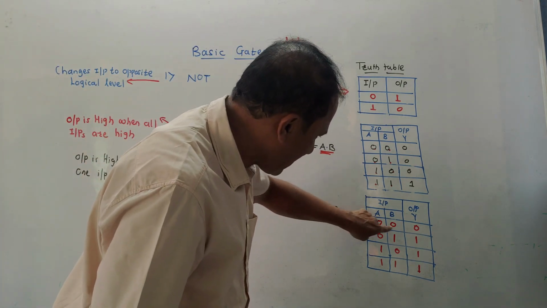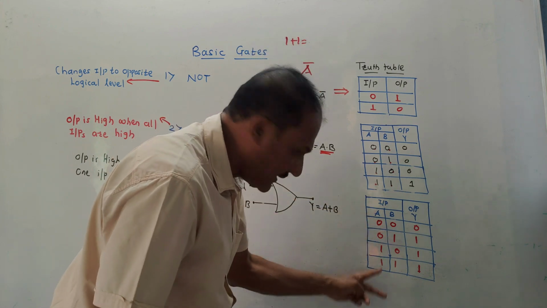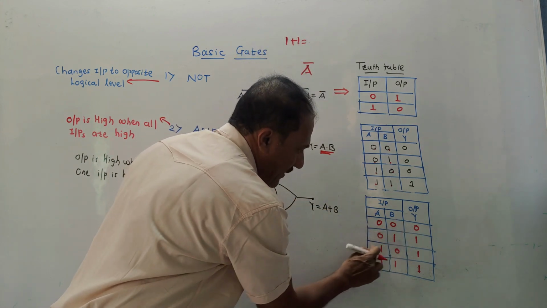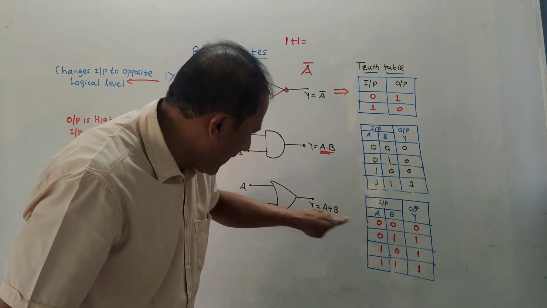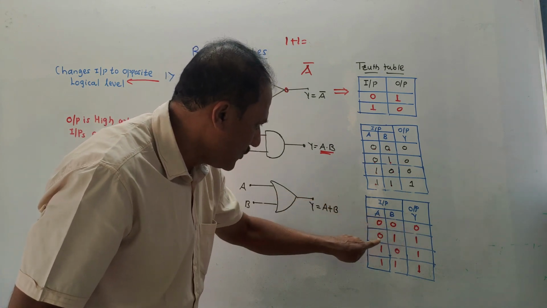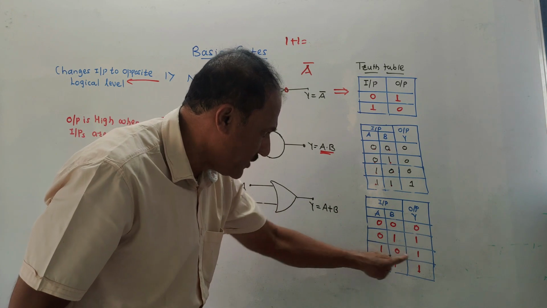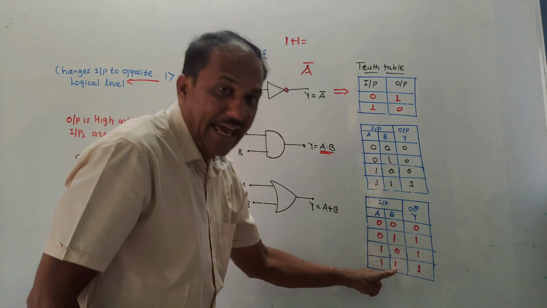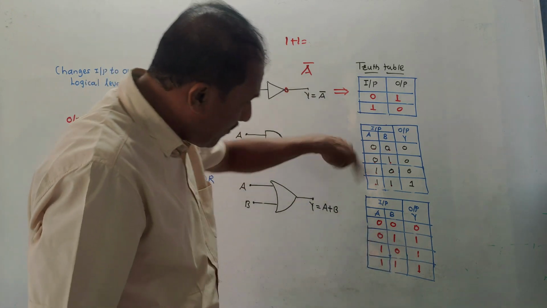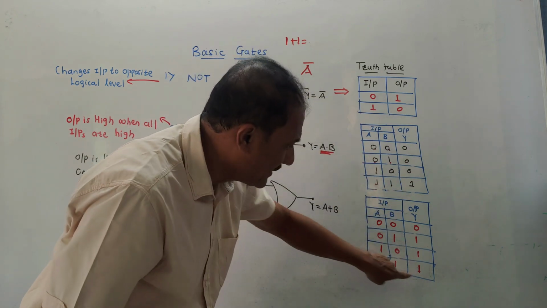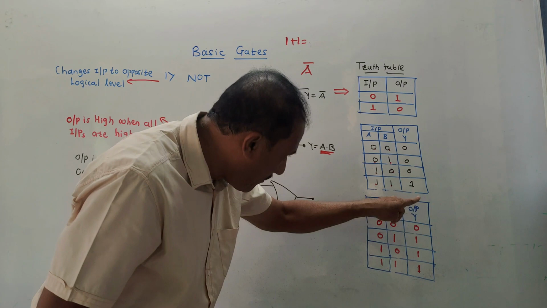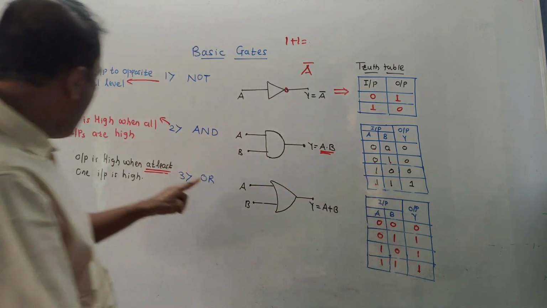For example, both inputs are, again I have written the same combination: 0, 0, 0, 1, 1, 0, 1, 1. A and B are two inputs. So A plus B, 0 plus 0 is 0, 0 plus 1 is 1, 1 plus 0 is 1, 1 plus 1 is actually, it is 0 and carry 1. But just to make the thing simple, remember it like this: 1 plus 1 is 1. So this is the operation or truth table of the OR gate.